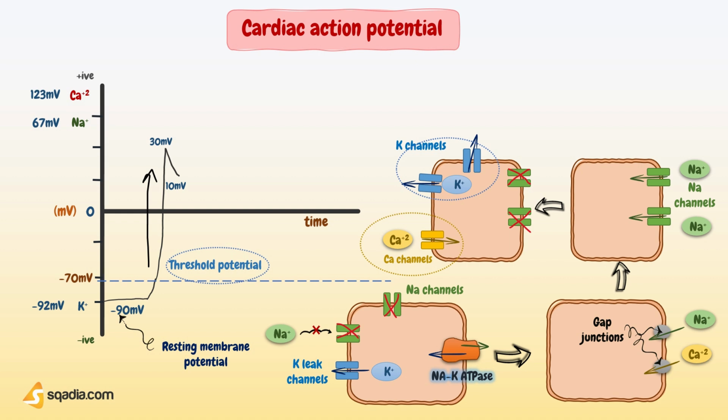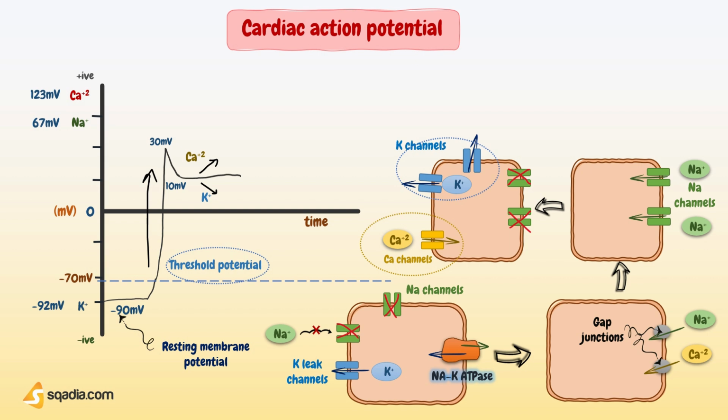So potassium efflux will try to take the graph downward or towards repolarization, whereas calcium influx would like to take it upward or towards depolarization. So it balances out each other, and we get a straight or flat line in the graph. So for a few milliseconds, membrane potential remains the same.